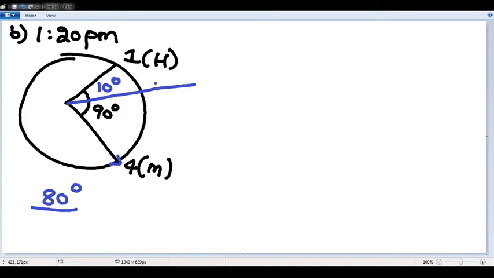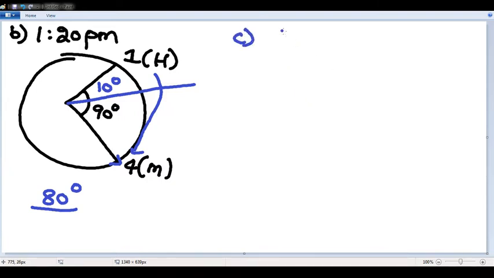Now, please see question number A and question number B. The hour hand is chasing the minute hand. A viewer might get a doubt: what if the minute hand is chasing the hour hand? That also we will discuss after we solve the basic questions. I hope it is clear, right?